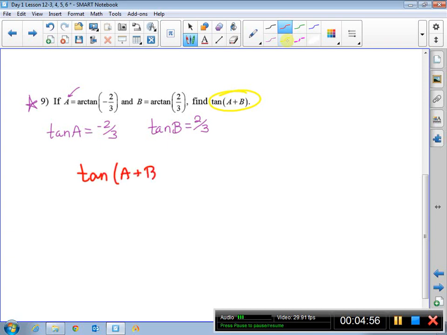When I was a kid, we had to memorize all of these. They weren't given to us on a Regents exam. Tan B over 1 minus tan A tan B. Thank you, Bisma.